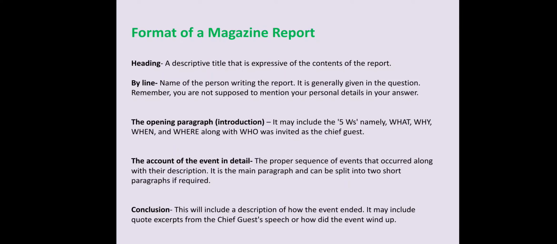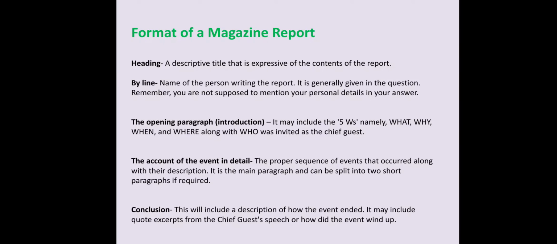So here similarly the heading must be a very catchy headline, and next to that the byline, the information is provided to you in your exam paper, that only you are going to use for your answer. Keep in your mind, it is restricted that you write your personal details in the answer.